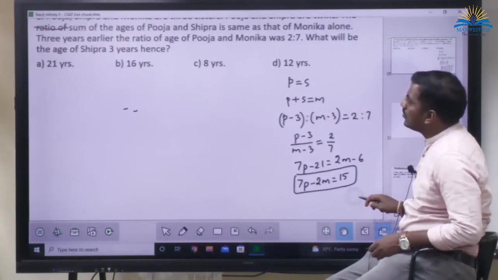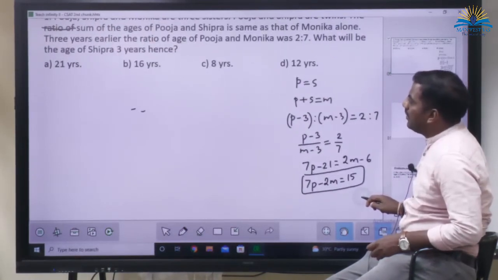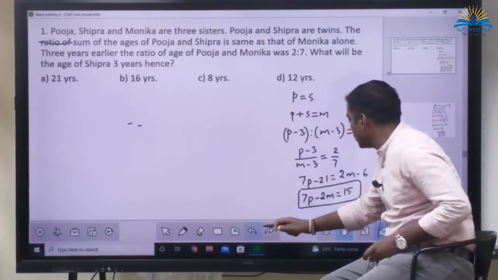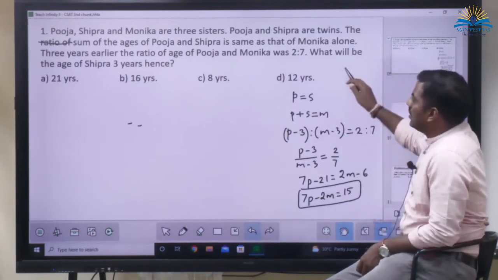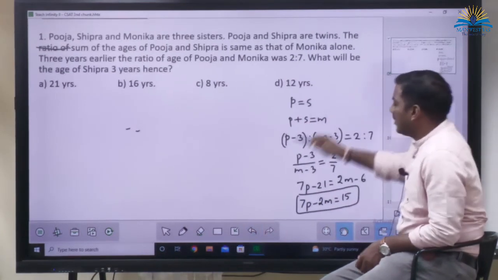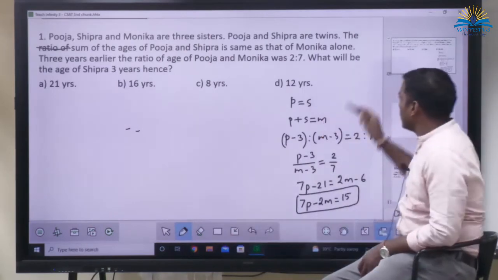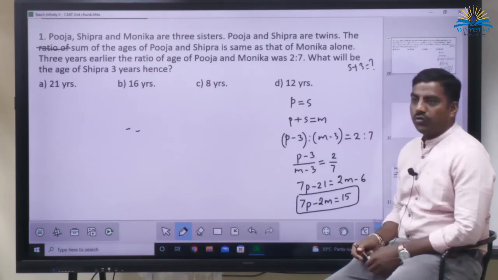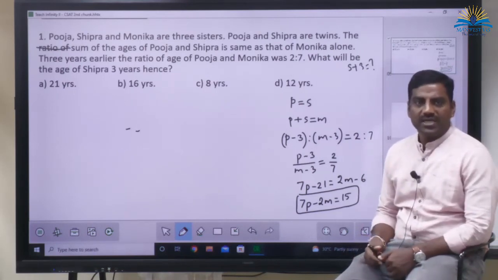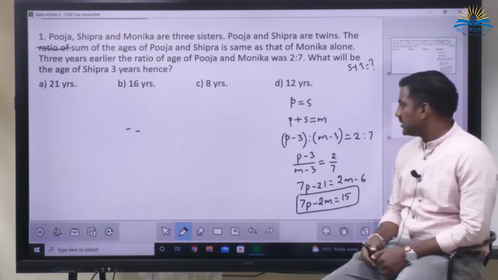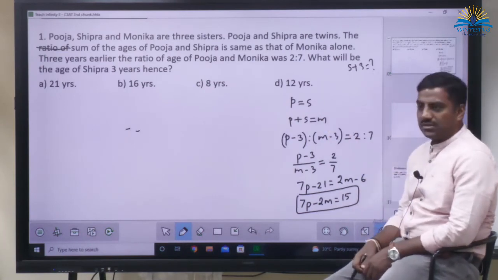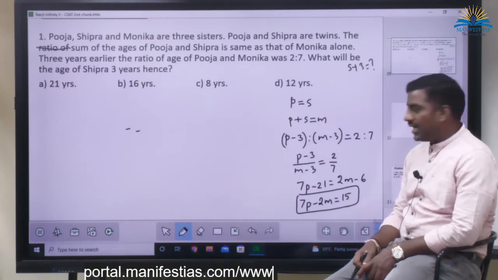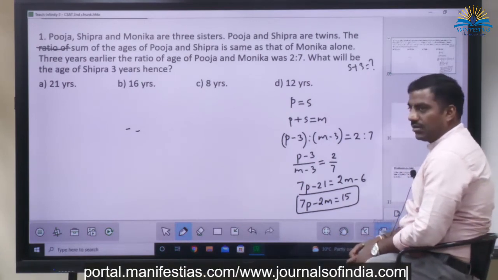What are they asking? What is the age of Shipra 3 years hence? They are asking finally 3 years hence. So they are asking S plus 3. They are asking S plus 3 is equal to what? How do we do it? We have to find out S, right? But P is equal to S. It is simple.